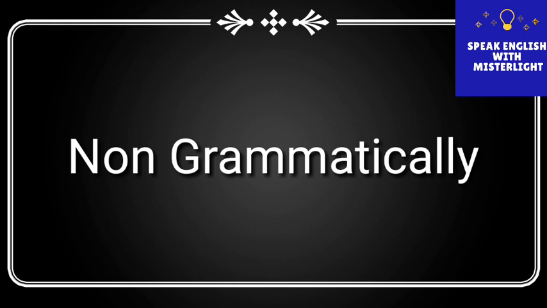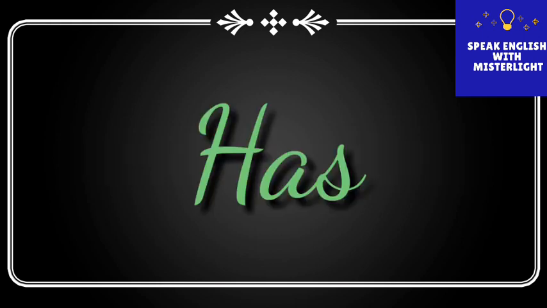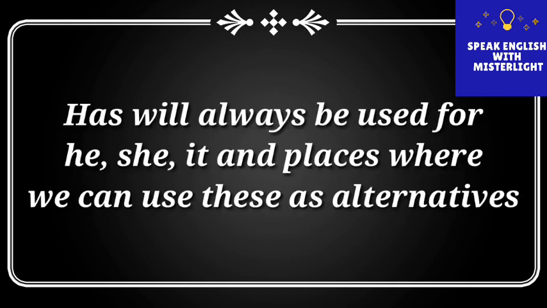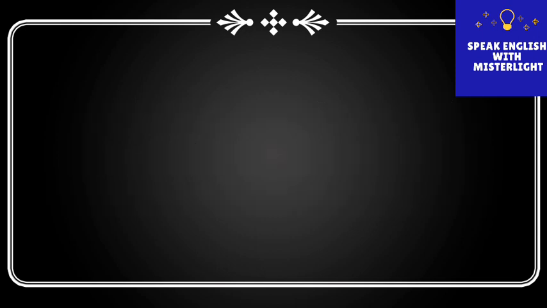Let's know the uses of has non-grammatically. Has will always be used for he, she, it, and places where we can use these as alternatives. For example, the boy blank done it. What should be the appropriate word? The boy can be replaced by he, can't it? And after he, what should we use? Has. So, the boy has.